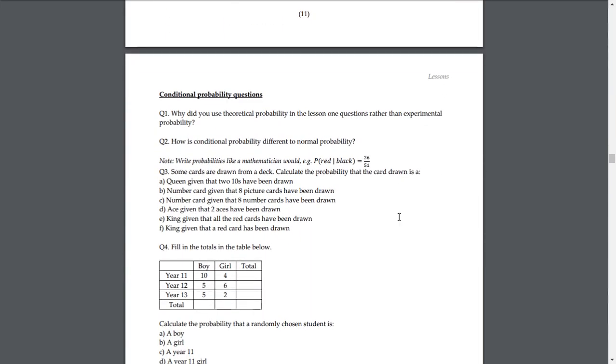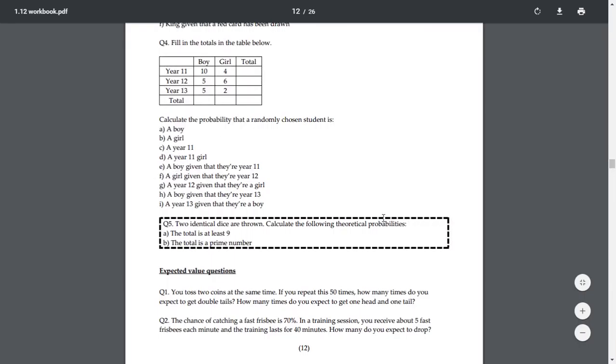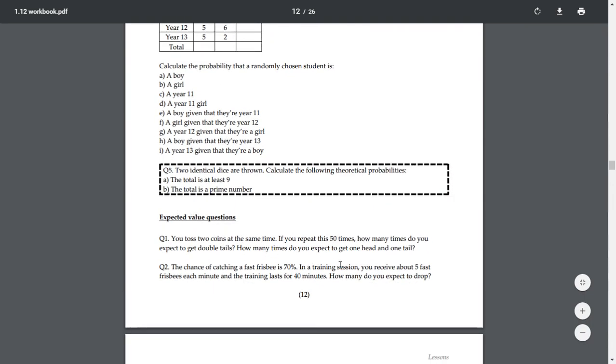On the next page are some questions on conditional probability, and an extension question there, and expected value questions.